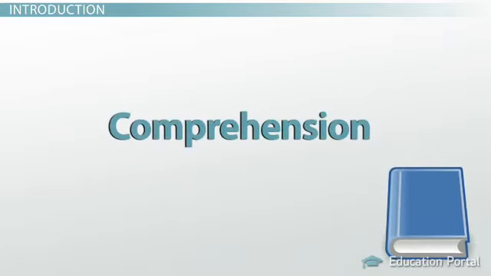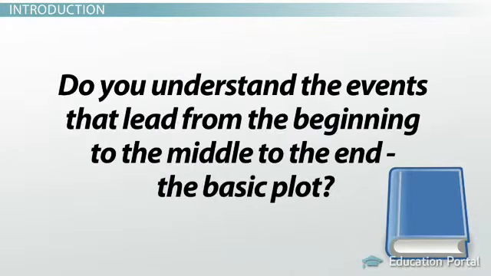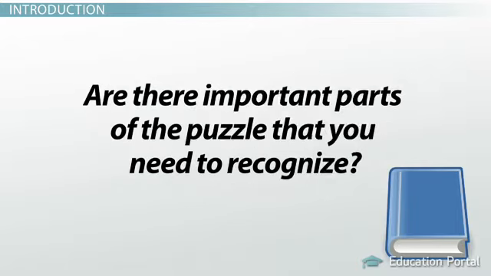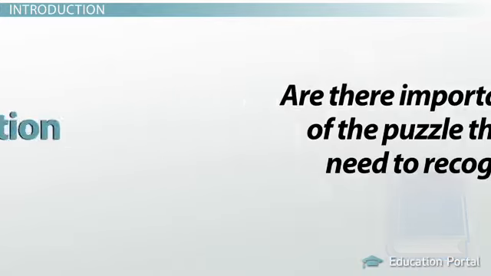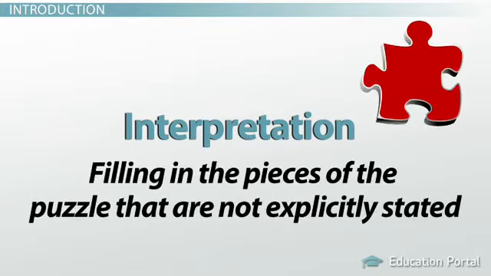First, you tackle literature by reading it once for comprehension. Does it make sense as a whole? Do you understand the events that lead from the beginning to the middle to the end, the basic plot? Are there important parts of the puzzle that you need to recognize? Once you are steady on your feet with comprehension, you move on to interpretation, which really means filling in the pieces of the puzzle that are not explicitly stated.